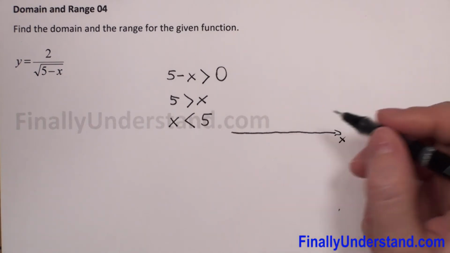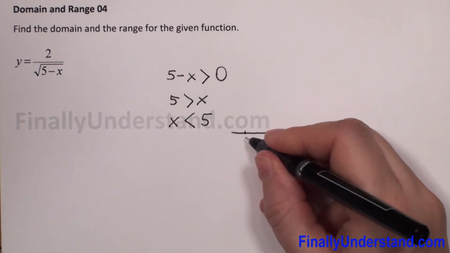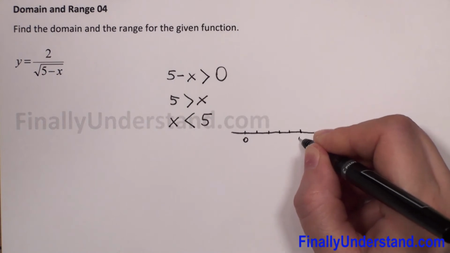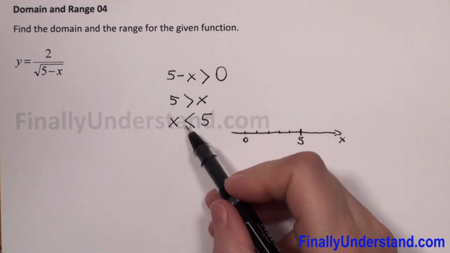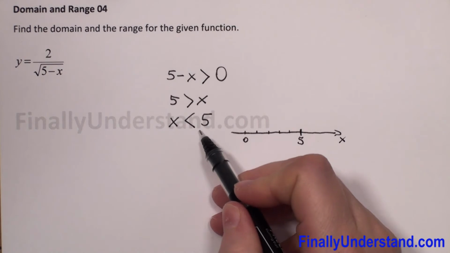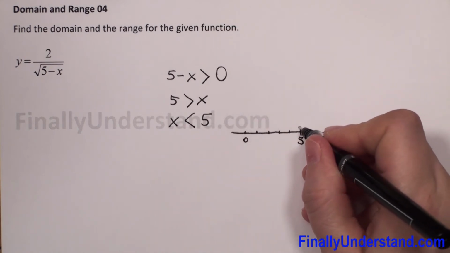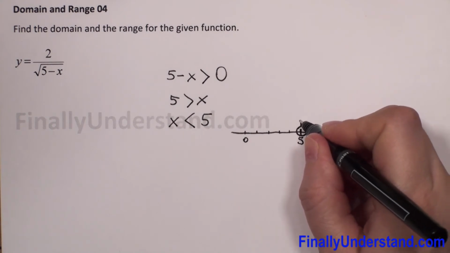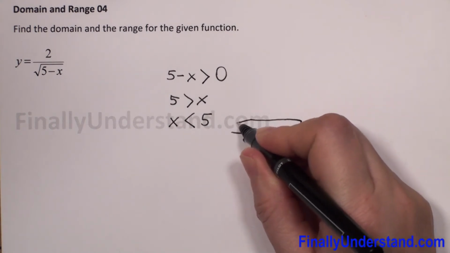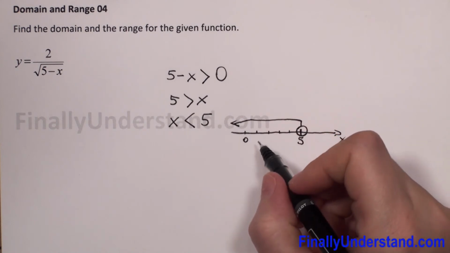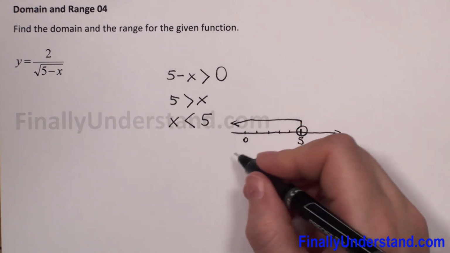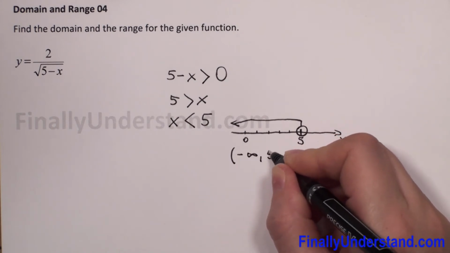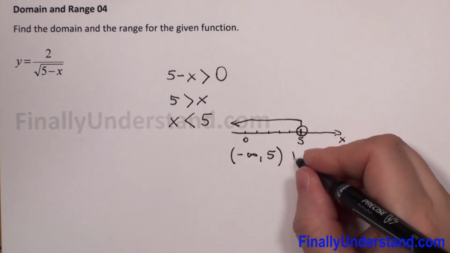x. We have 0, 1, 2, 3, 4, 5. And we have sign x is less than 5. It means 5 is excluded. And this number must be smaller. It means go to left side to negative infinity. So we have interval from negative infinity to 5. This is our domain.